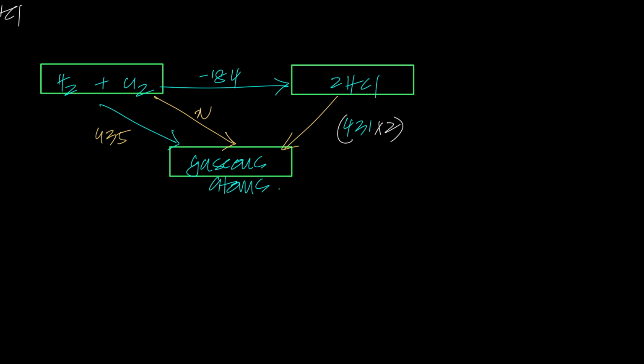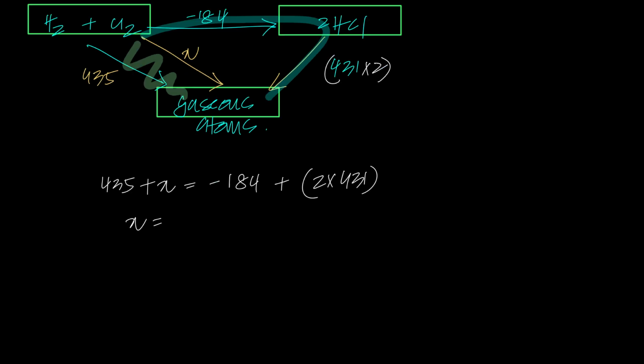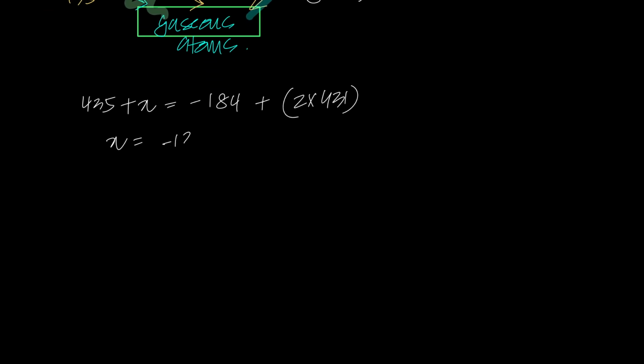Right? So what do you get? The indirect route equals the direct route. Done. So 435 plus x equals minus 184 plus 2 times 431. What is x, guys? What is x?